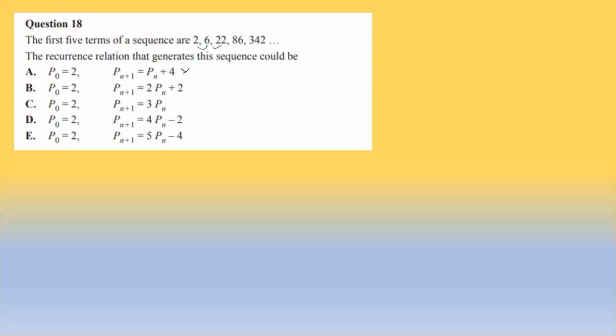So 2 times the previous value, so 2 times 2 is 4, plus 2 is 6. That works there. Let's try it again. 2 times 6 is 12, plus 2, 14, no. 3 times the previous, yes. 3 times 6, no. 4 times the previous minus 2, so let's try this one. 4 times 6, 24, minus 2, 22. 4 times 22 is 88, minus 2, 86. I think it's going to be D. And we check E, and E doesn't work either.